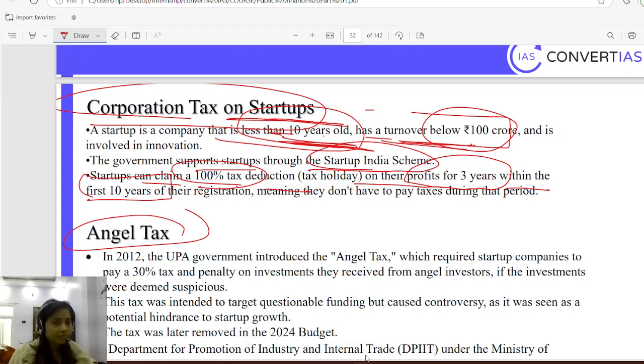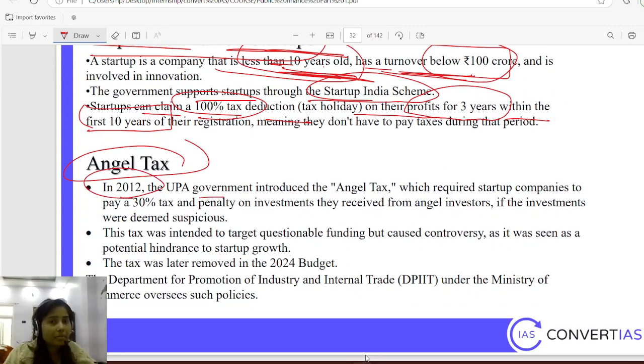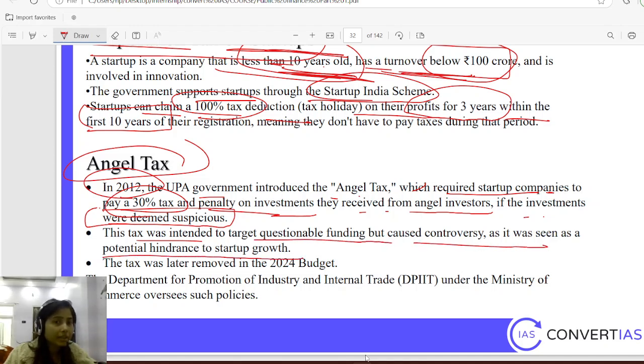Okay. In 2012, the UPA government included angel tax, which required startup companies to pay 30% tax and penalty on investment they receive from angel investors if the investment was deemed suspicious. The tax was intended to target questionable funding but caused controversy as it was seen as a potential hindrance to startup growth. The tax was later removed in the 2024 budget, so it is now not in process, but it was there earlier. Probably UPSC won't ask this because it is outdated now.